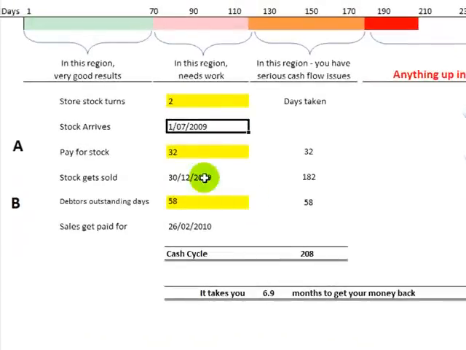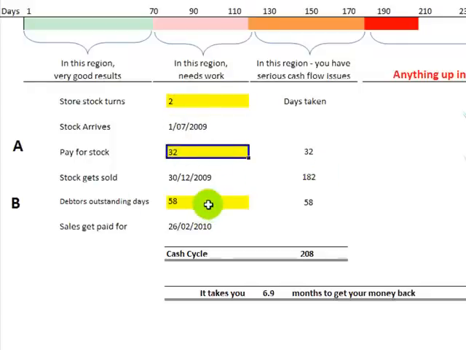So if you're working with a business and trying to find out ways of improving their cash to cash cycle, the 3 inputs there, you need to work on their stock turns, you need to work on when they pay for their stock, and more importantly, how long it takes them to collect their debtors outstanding.